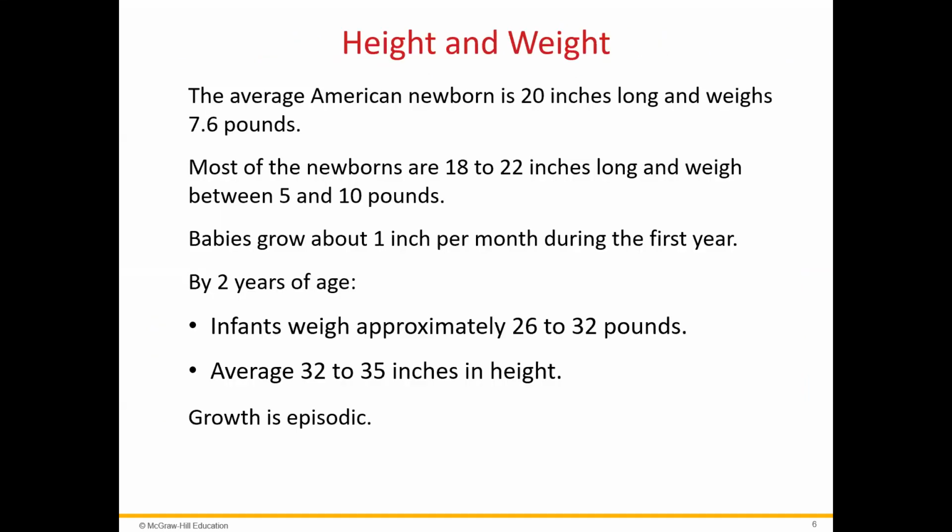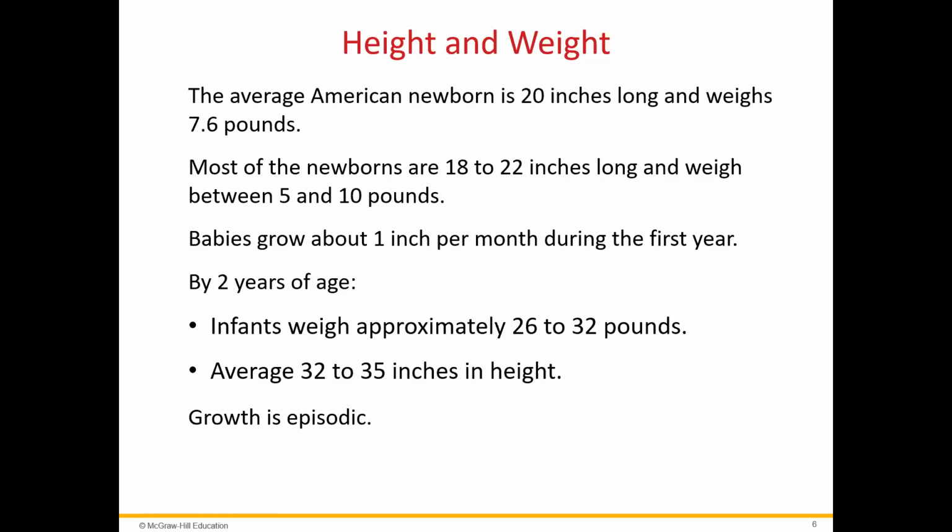Height and weight. The average American newborn is 20 inches long and weighs 7.6 pounds. Most newborns are between 18 and 22 inches, and somewhere between 5 and 10 pounds. Anywhere in that range is considered a very healthy birth.